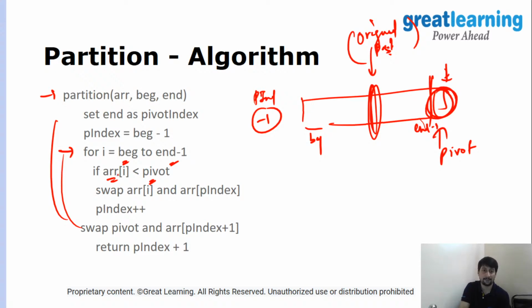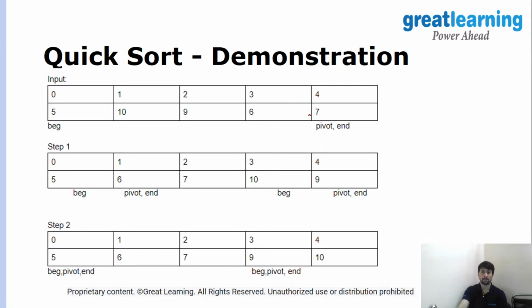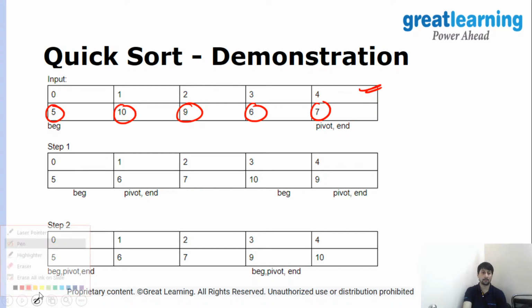Now we check arr of i, which is at this index. If this i is less than the pivot, let's talk about this i first. Let me put it in a demonstration. Here you can see the demonstration. You have 0 1 2 3 as the indexes, and these are the elements 5 10 9 6 and 7. Now let's try to understand how the partition works.